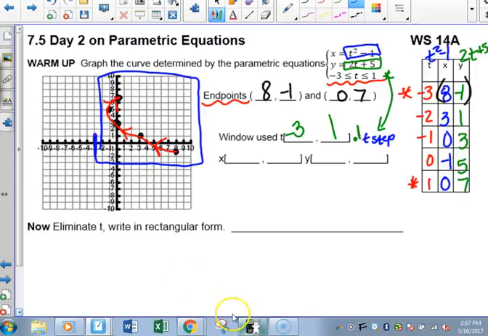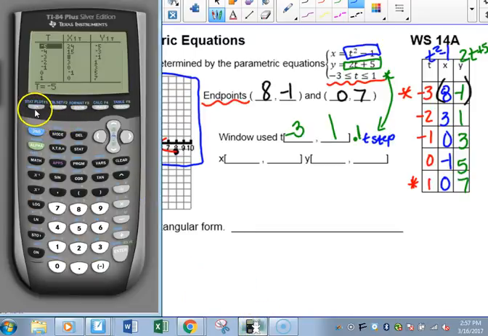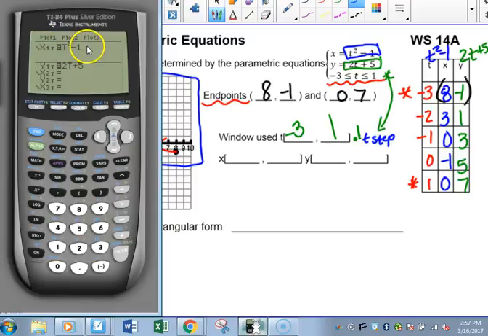Yours is flipped? Did you put your x and y in backwards? The t squared minus 1 has to be in the x, and the 2t plus 5 has to be in the y. That's a brilliant observation, because we're going to talk about this in a minute. You didn't do that? Can you bring it here? Yeah, we're going to talk about this in a minute.